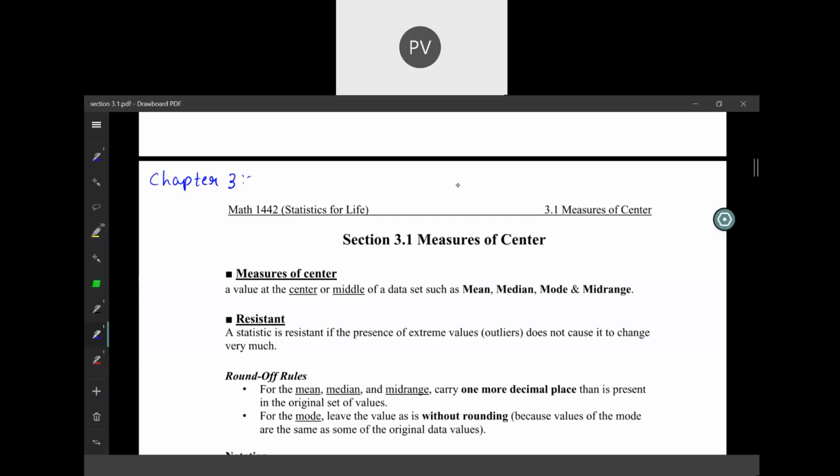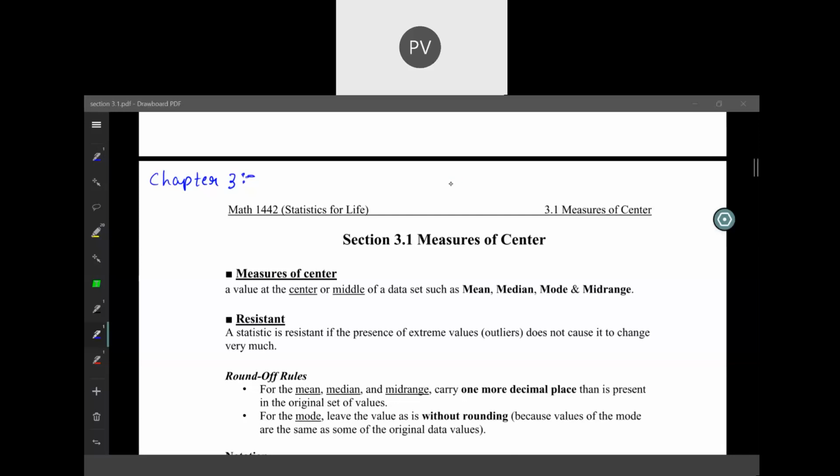table. Because according to quiz 2, when I saw the performance, I was pretty much sure that most of you do not know how to construct the frequency distribution table. It is very important because in chapter 3 also we will be using the same table. So make sure to learn that perfectly.